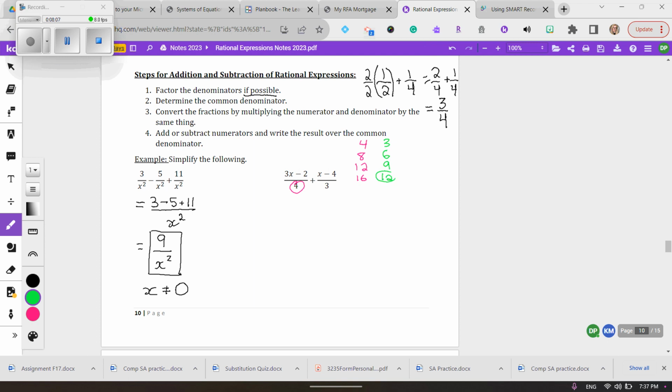And you're looking for the lowest number in both of those lists. So the lowest number in my list of multiples of 4 and 3 is 12, which means my lowest common denominator is going to be 12. So then you ask yourself, what do I need to multiply each fraction by to get 12? So I'm going to multiply my first fraction by 3 to get 12, right? If I multiply 3 by 4, I get 12, but if I do it to the bottom, I have to do it to the top as well.